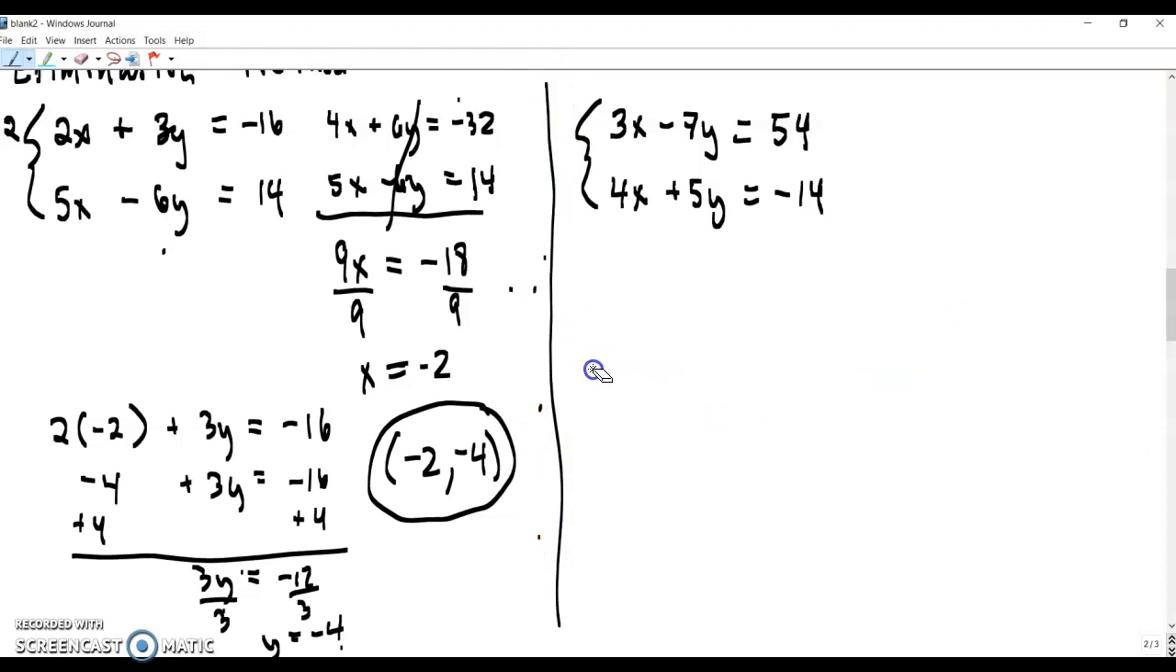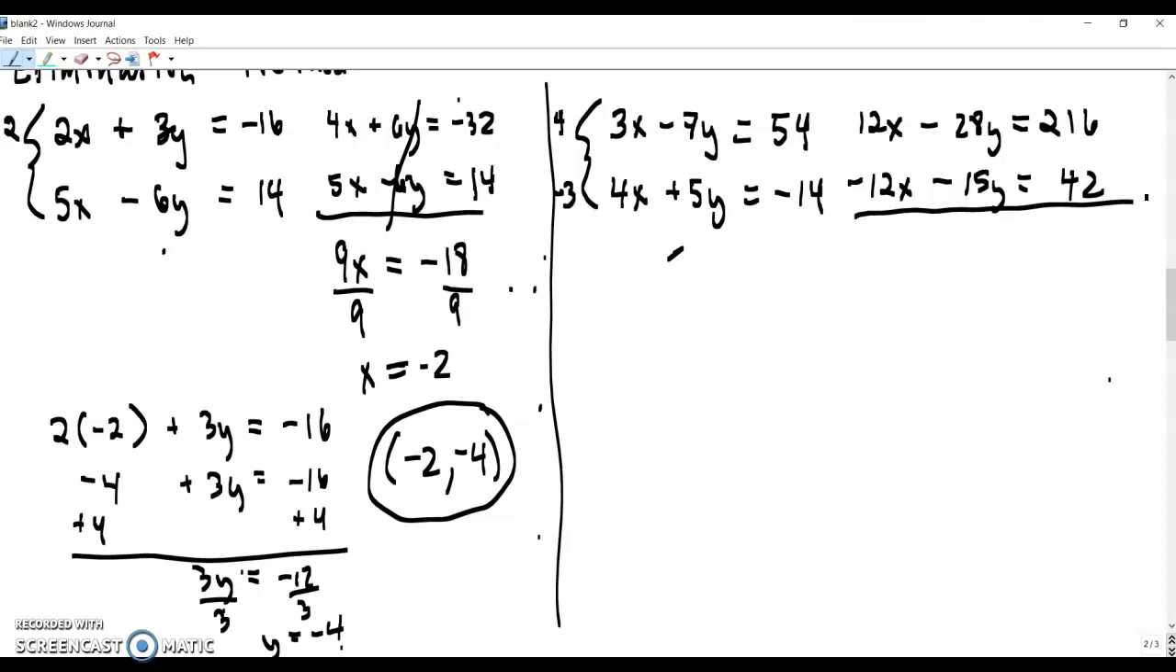All right. Maybe you get a system where coefficients aren't multiples, so we have to multiply both equations. So I'm looking at the x's. To me, I think that's a little bit easier. I see 3 and 4. 12 is a multiple of both of those, so I want to make one coefficient positive 12, the other negative 12. So I will multiply the top by a positive 4, the bottom by a negative 3. And I get 12x minus 28y equals, I guess that's 216. For the bottom, I get negative 12x, negative 15y, positive 42.